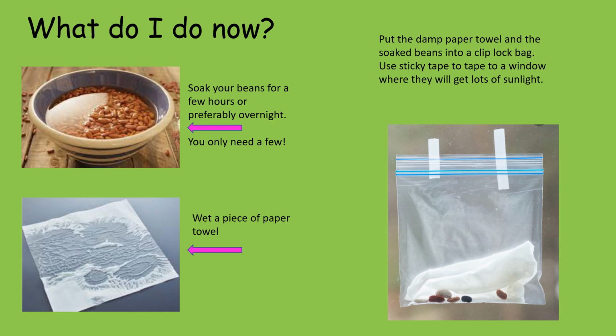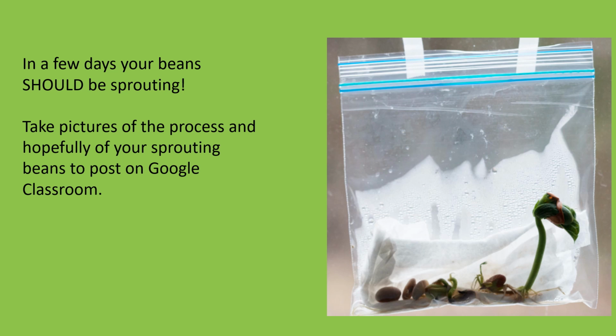And then find somewhere nice and warm and sunny to put your beans. Now that's what the sticky tape is for, because a window is a good spot. Maybe inside a window that gets the sun for a lot of the day is a really good spot. If you can't, maybe on your veranda or outside somewhere. And then hopefully in a few days your beans will start sprouting. That will be so good. It is winter here in Australia, so it might take a bit longer, but hopefully your seeds will start to sprout.